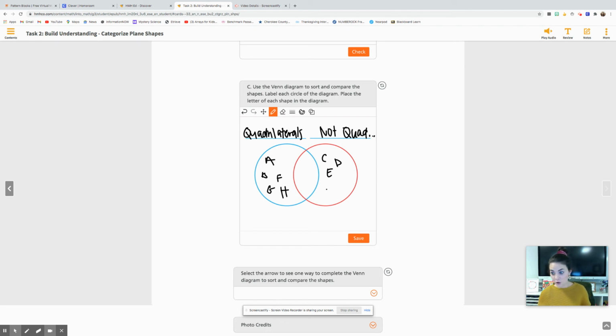So do that in your own books, okay? If it has 1 pair of equal length sides, you're going to draw a circle. If it has 1 pair of parallel sides, you draw a line through it, okay? And that's in the very bottom of your book under Check Understanding.